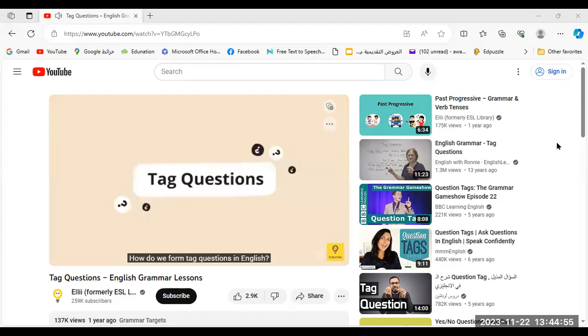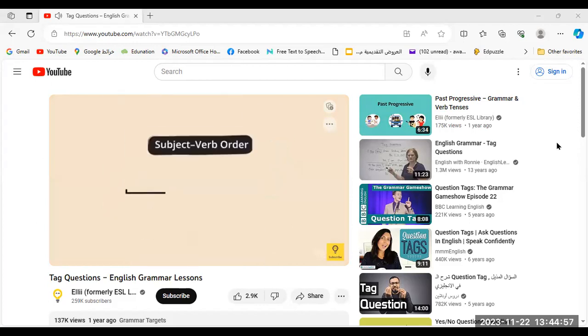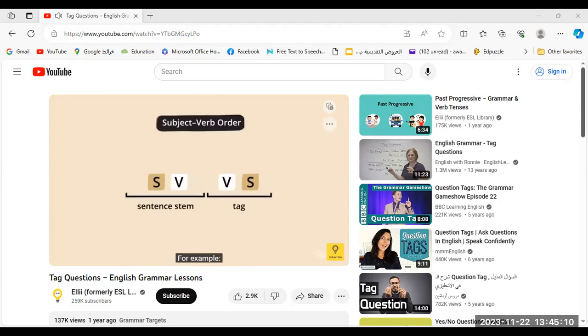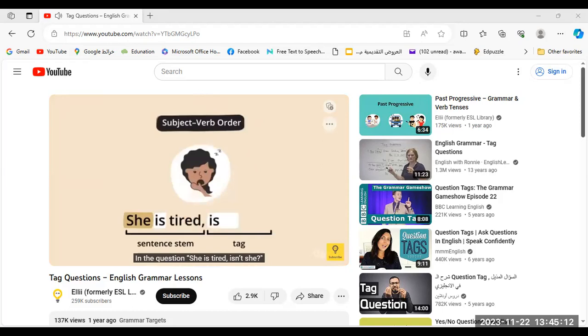How do we form tag questions in English? Look at the position of the subject and verb in the sentence stem. Then form the tag by reversing the order. In other words, put the verb before the subject in the tag. For example, in the question, "She is tired, isn't she?" the subject, she, comes before the verb is in the stem. In the tag, the verb isn't comes before the subject, she.